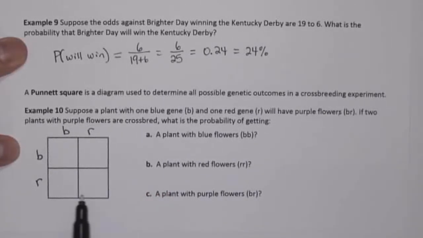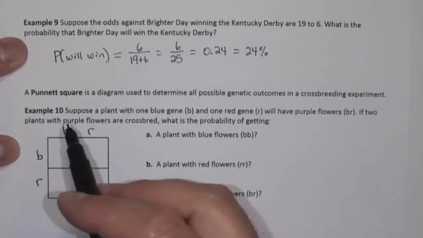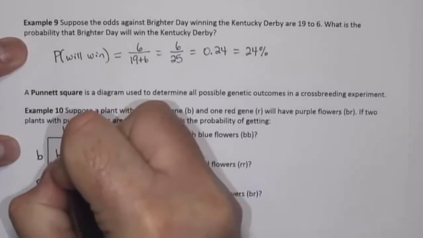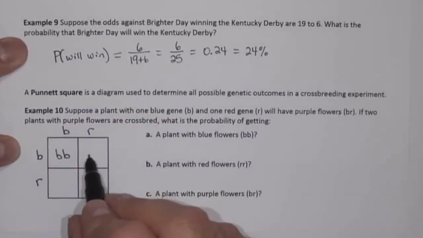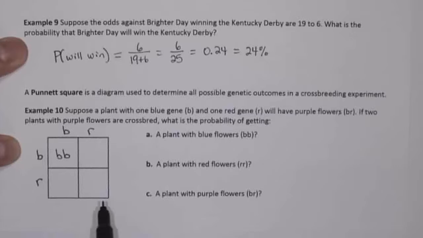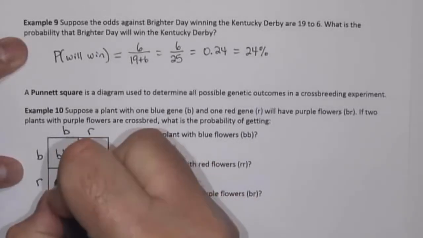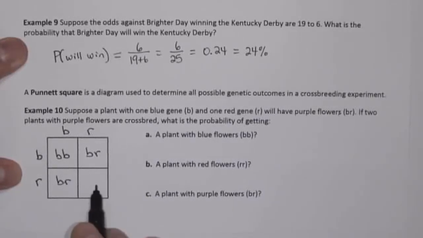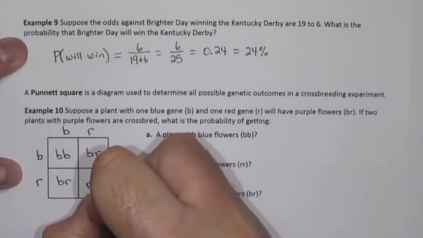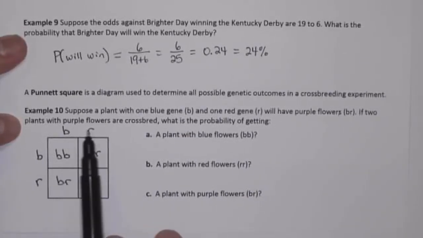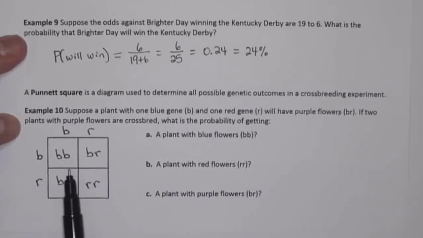And so when they crossbreed, the outcomes that are possible in this square is that we have a blue gene and a blue gene. So this flower would have a blue-blue. Whereas in this square we have a blue and a red, so this would be a BR, a blue-red. If we're in this square we have blue and red, so this would be a BR. And in this square we have red and red, so this would be an RR. So if two of these purple flower plants are crossbred, these are the four possible outcomes: blue-blue, blue-red, blue-red, red-red.